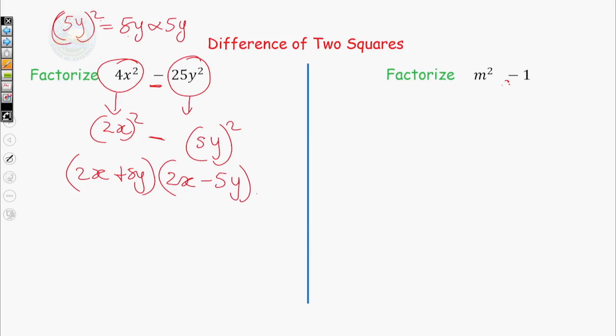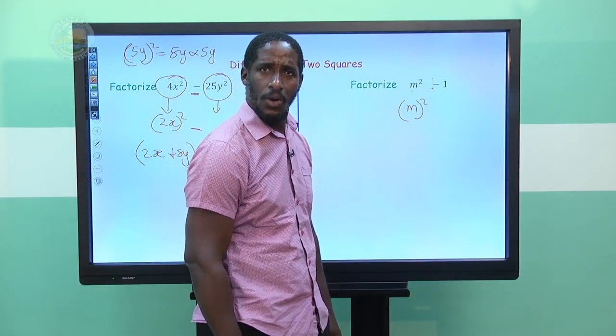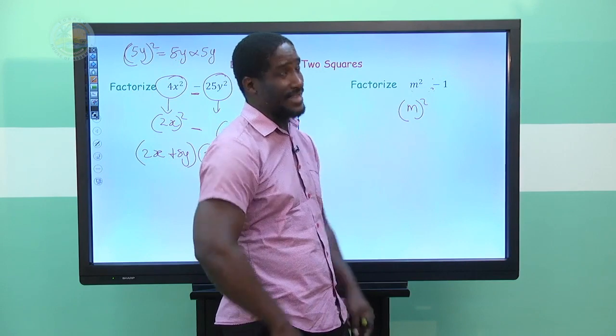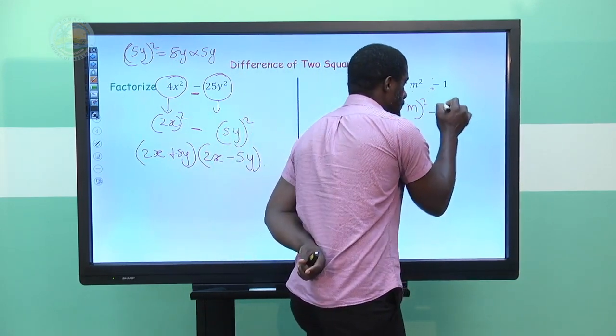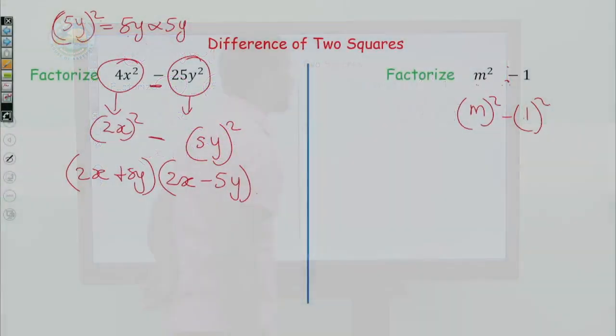Let's see. What can I square to give me m squared? So I'm subtracting here m squared and 1. So we are saying it's a difference, but is it a difference of two squares? What can I square to give me m squared? Correct, it is going to be m, all squared is m squared. But what about 1? Can I square any number to give me 1? Of course, 1 multiplied by itself any amount of times is still 1. So it's going to be minus 1 squared.